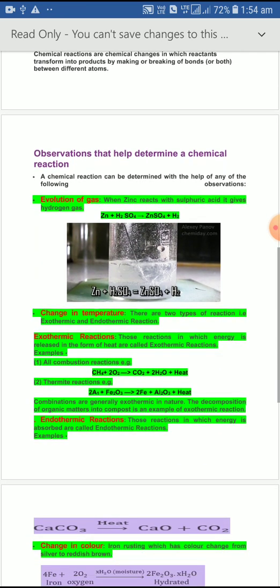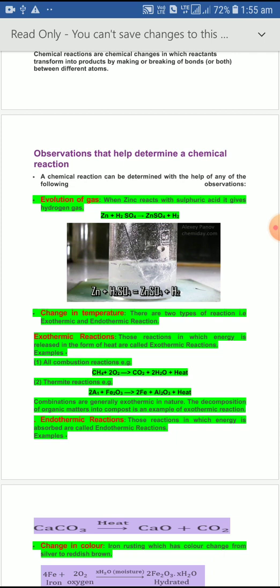So, evolution of gas. Next is change in temperature. These are a few characteristics of chemical reactions. There are two types of changes: one is exothermic, another is endothermic. In an exothermic reaction, heat evolves. That means when heat is released by performing the experiment, it is known as an exothermic reaction. Suppose methane reacts with oxygen. When methane CH4 reacts with oxygen, then carbon dioxide and water are formed along with the evolution of heat. That reaction is known as an exothermic reaction.